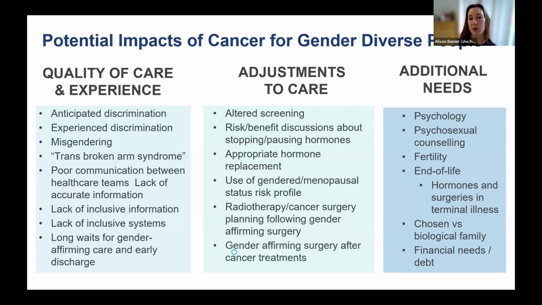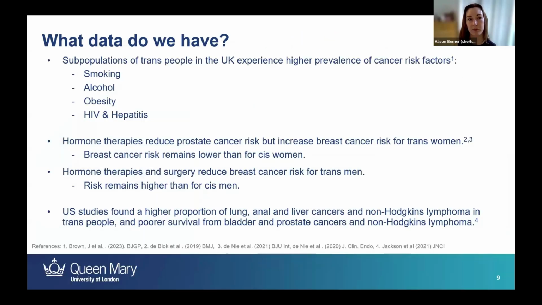There are times when we will need to adjust care for trans and gender diverse people, and therefore we'll need to take into account those adjustments when we're researching different parts of the cancer pathway. So perhaps altered screening, perhaps altered risk profiles, and of course there's a huge amount of attention at the moment on personalising risk profiling and screening, understanding when to use sex versus gender in, say, a risk calculator, or planning particular treatments like radiotherapy or cancer surgery. And if we're focusing on adjuncts to cancer care like fertility, psychosexual counselling or end-of-life care, then actually there may be particular considerations for the trans and gender diverse community with regard to those things.